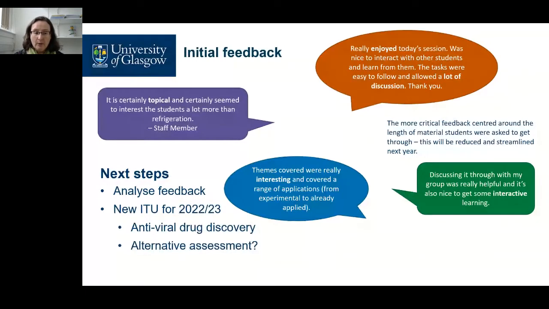We're also developing another new ITU for next year, which is going to be based on antivirals and drug discovery. So that's very topical at the moment. And we're also looking at maybe changing the assessment. So at the moment it's essay-based, but we're looking at some other alternative assessment methods.